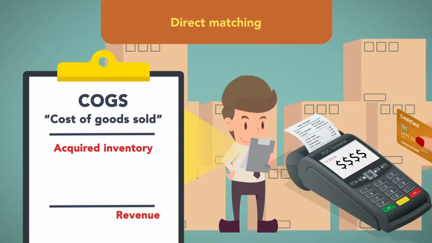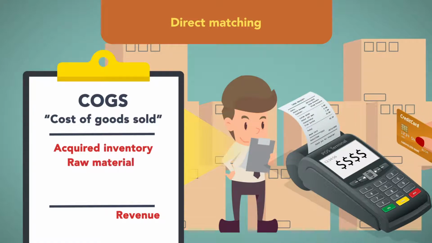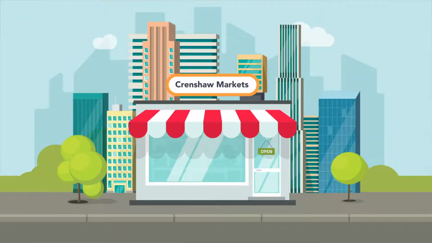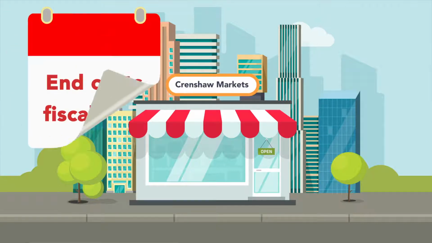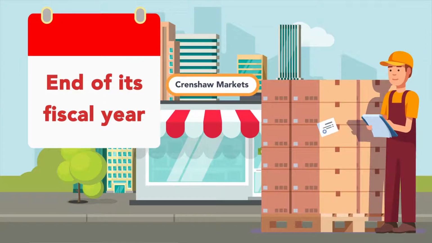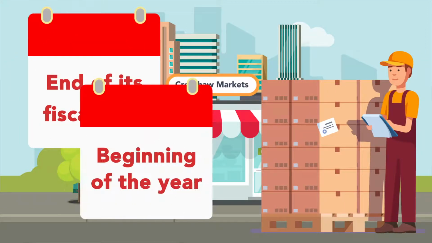The cost of goods sold may include things like raw materials, machinery maintenance, and other expenses necessary to produce a product. For example, Crenshaw Markets operates a chain of retail stores that sells inexpensive art items and gifts. At the end of its fiscal year, Crenshaw counts all of its items in inventory and compares the amount to its inventory that it started with at the beginning of the year.